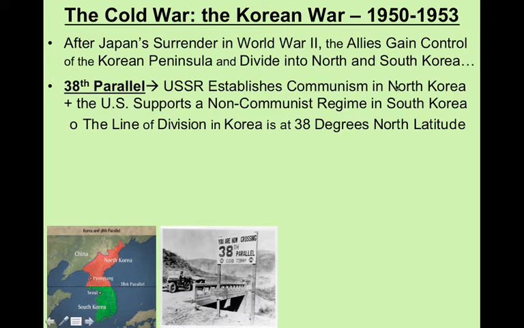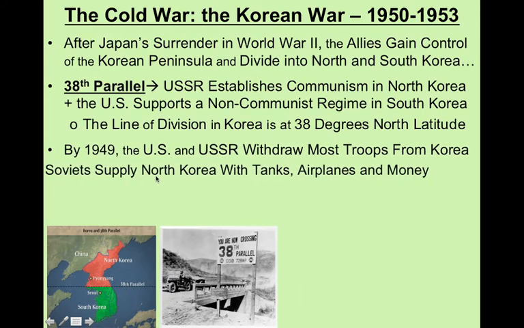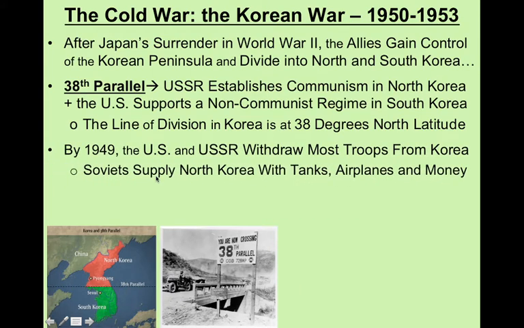Okay, so the North is going to be communist, the South is non-communist. And where they're going to divide it is along this famous line of latitude, the 38th parallel, right here. Okay, so by 1949, the United States and the Soviet Union have withdrawn most of our troops from Korea.